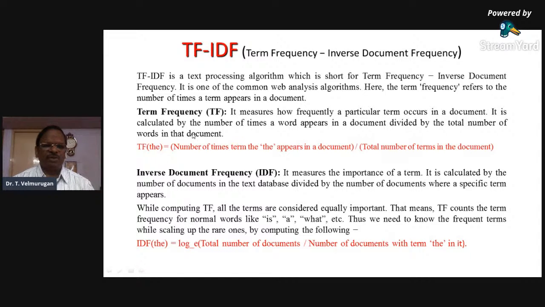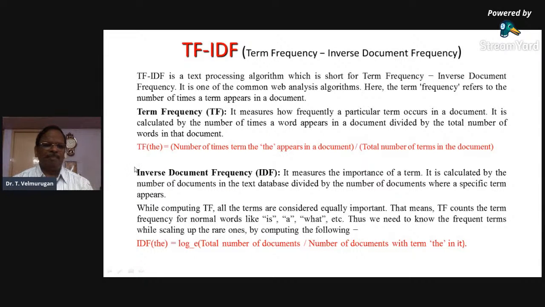So what is term frequency now? It measures how frequently a particular term occurs in a document. In a particular document, how many times a particular word is available. It is calculated by the number of times a word appears in a document, divided by the total number of words in the document. How many total words are available in a particular document?